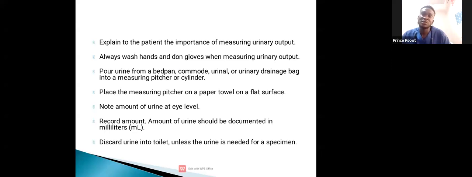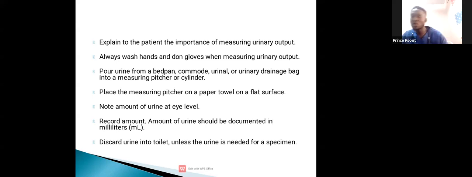So what do you do? You explain the procedure to the patient, because it's an important part of the procedure. Measuring the urine output is a very important part, so you have to be aware of that. Always wash your hands and put on your gloves. Then you can pour urine from a bedpan, commode, urinal, or urinary drainage bag onto a measuring pitcher or cylinder.